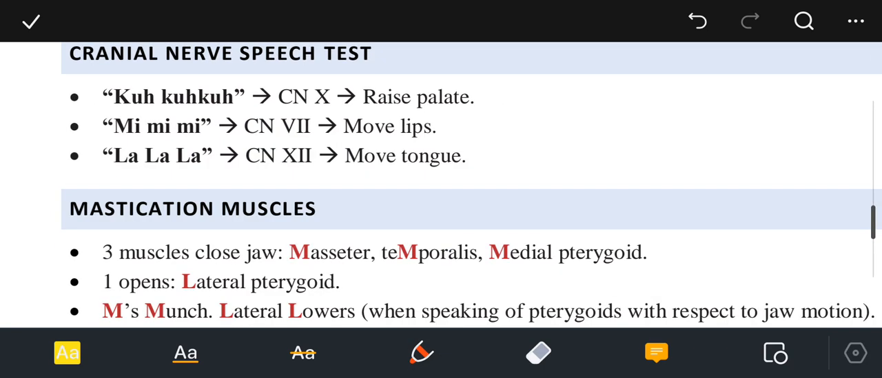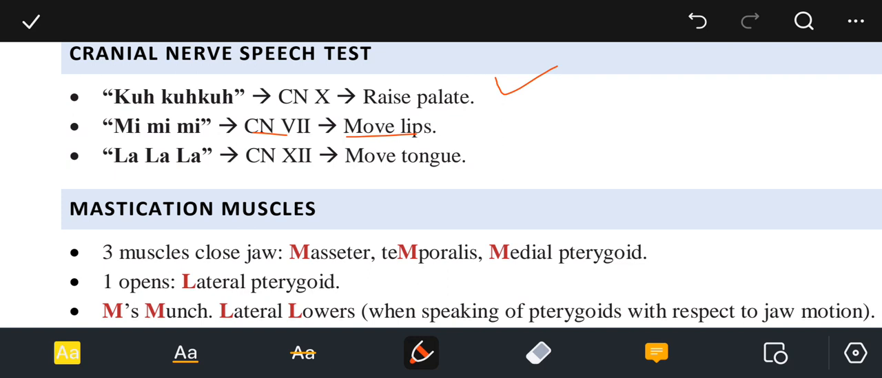Then the cranial nerve speech test. It is not very important, but it matters when you are on your ward rotation. For cranial nerve 10, the patient is asked to make the sound "k, k, k, k," and when they make that sound the palate will be raised, and we check whether it is raising normally. For cranial nerve 7, the sound is "me," because that moves the lips. If the lips move symmetrically, cranial nerve 7 is normal, and if they move asymmetrically, there is some deficit of cranial nerve 7.